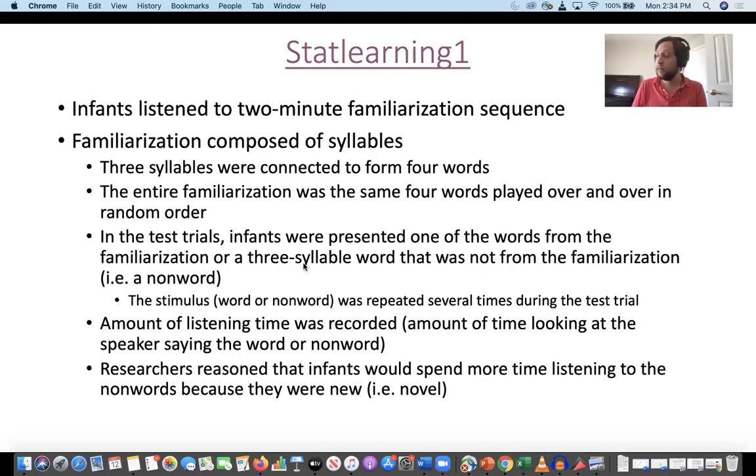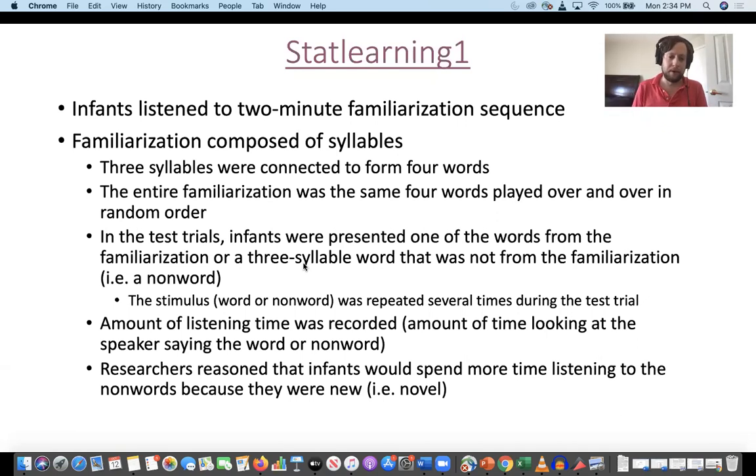The dependent variable was the amount of time that the infant spent looking over at the speaker that was producing that word. And if you've taken a developmental class, you might be familiar, this is a very common way of studying infant behavior. Infants can't talk. They can't say yes or no. They can't say, yeah, that word was in the familiarization, or no, that sequence of syllables was not in the familiarization. The infants can't do that.